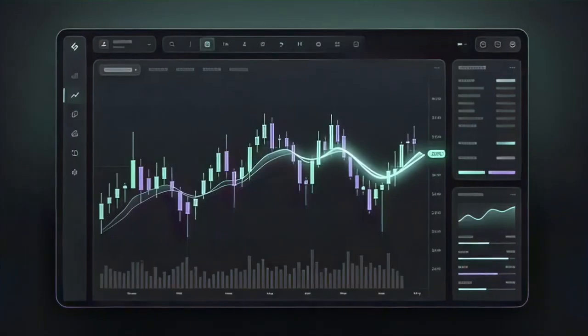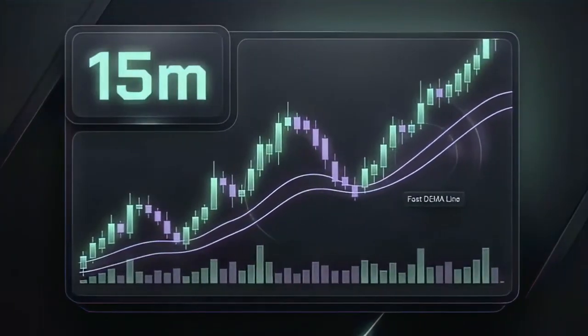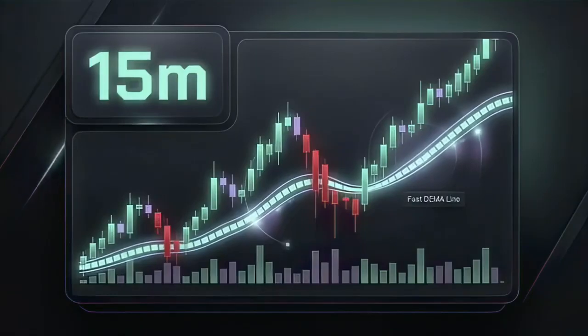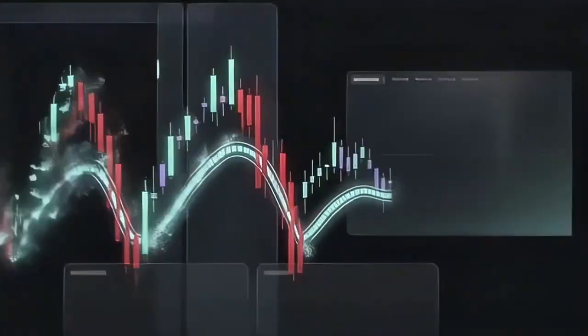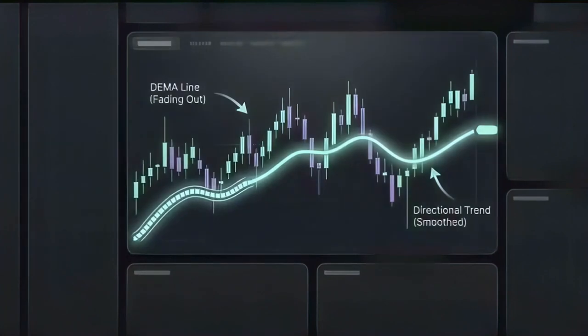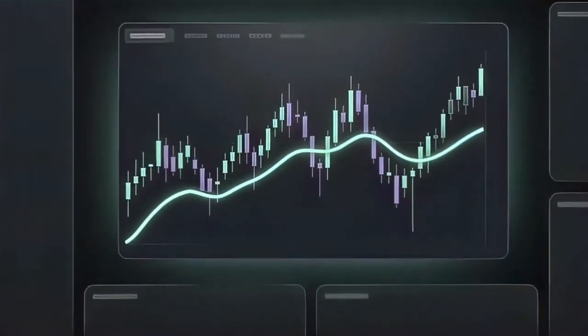Now watch it stop being a trigger entirely. The 15-minute chart. New problem. The trend here is real, but the pullbacks inside it are deep enough to stop you out of a position you were completely right about. You do not need a faster line. You need a line that stops describing individual candles and starts describing direction.